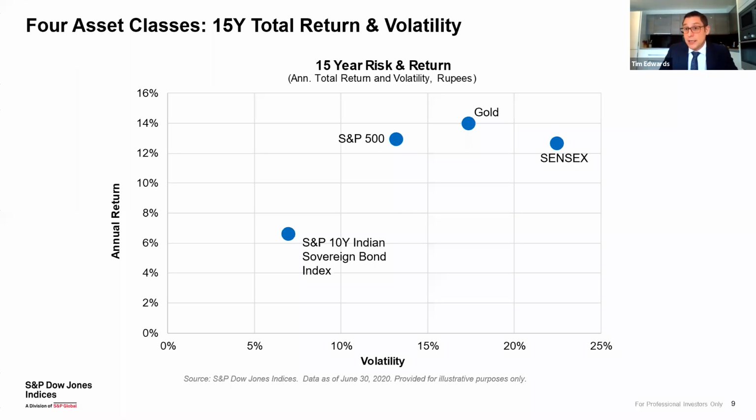So over the last 15 years, ending in June, here are some risk return profiles. So US and the Sensex both performing pretty well in terms of total return, around 13% per annum. Gold doing a little bit better, a lot of that coming recently, but I included that as a potential thing that I thought some of you might have considered or diversified into, and then Indian sovereign bonds.